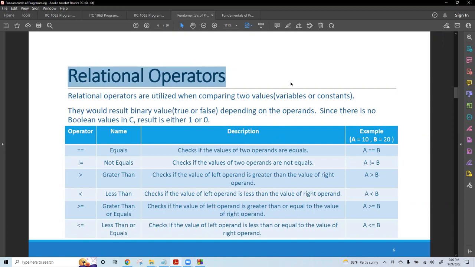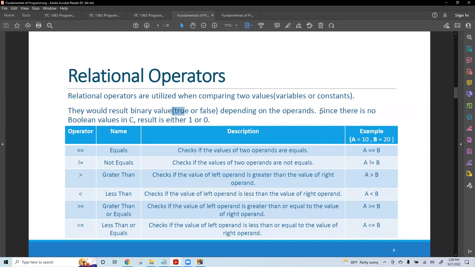Are these two things equal? Is this one bigger than this? There, definitely the results would be true or false. So they would result in a binary value, true or false, depending on the operands. Sometimes it could be true, sometimes it could be false.